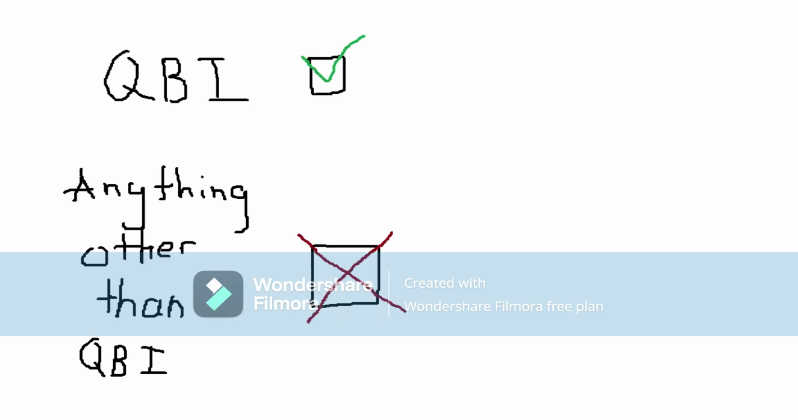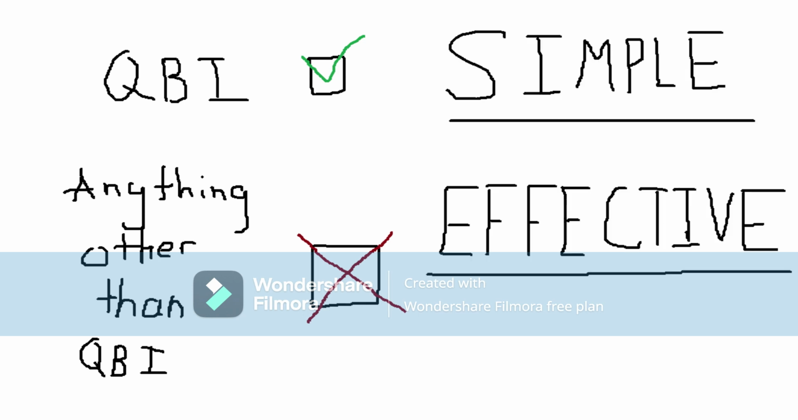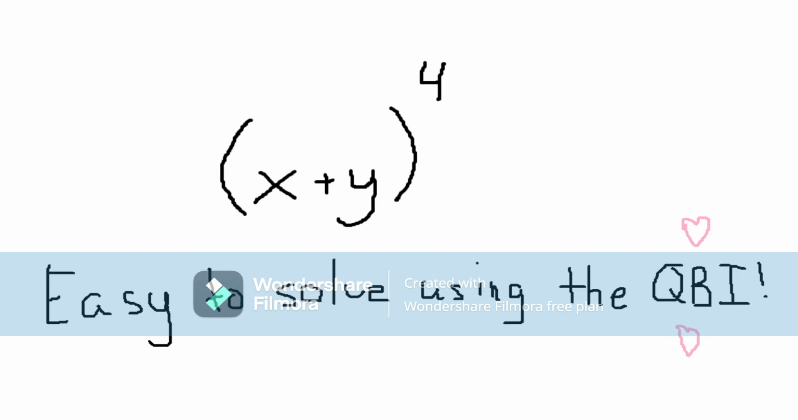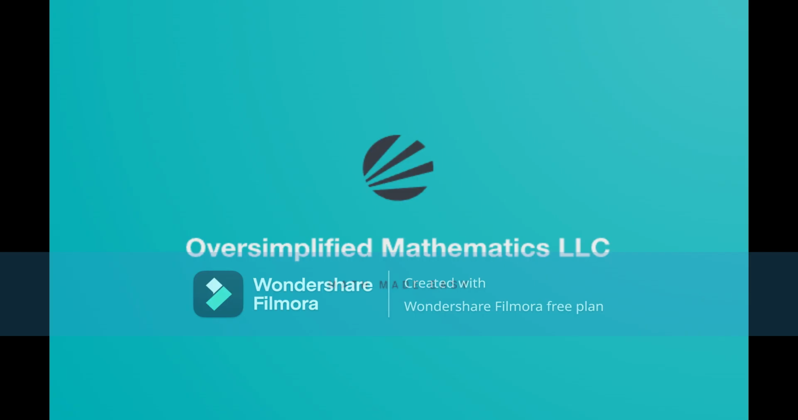As you can see, our math identity helps with solving binomials raised to the fourth power in a simple and effective manner. The future of solving quartic binomials rests in Oversimplified Mathematics LLC. Are you in?